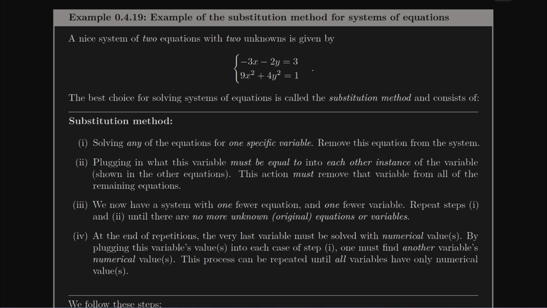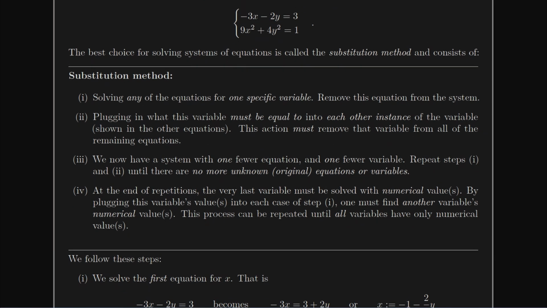The natural way that I always do it is with the substitution method, and I've got a step-by-step case here for you. We're going to solve any of the equations for one specific variable and then remove that equation from the system. Then we plug in what the variable must equal, because we solved for it, into each other instance of that variable. That action has to remove that specific variable from all of the remaining equations.